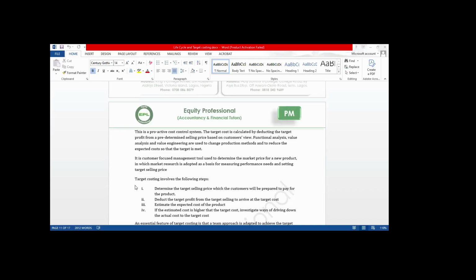Any activity that is contributing cost to the product but not adding value to the product, we can easily remove this activity. For example, if you get a bottled water, what is important to the consumer? What constitutes value to the consumer is the content of the bottled water.